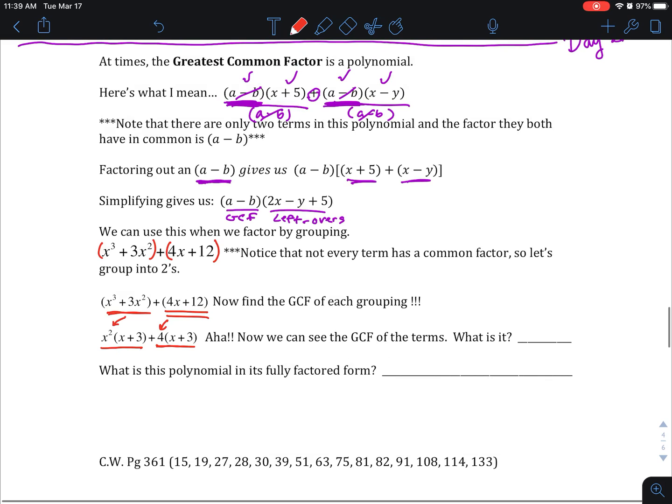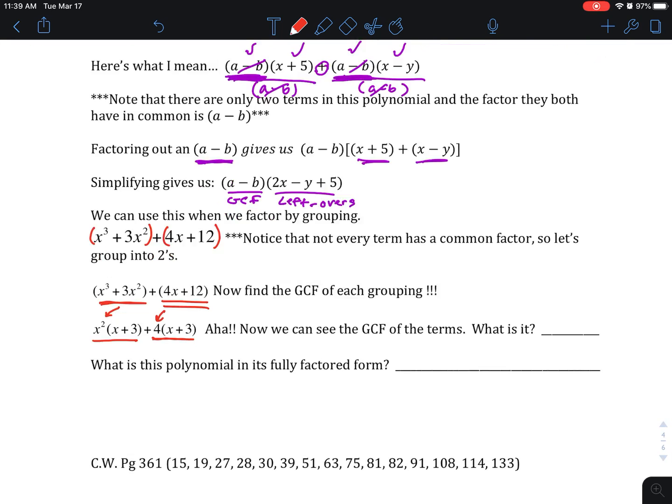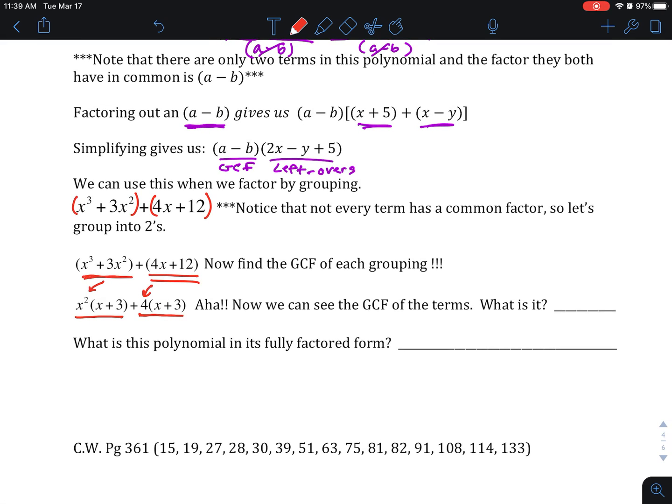Now, just to compare it to what we had up above, we have two terms, and each term is broken into two factors. You'll notice that they have a common factor. The common factor of both of those terms is x plus 3. So the GCF is actually x plus 3. When I write it in its factored form, the GCF is the first thing I write. Then come the leftovers, the factors that are not part of the GCF. From the first term, it's x squared, and from the second one, it's plus 4.